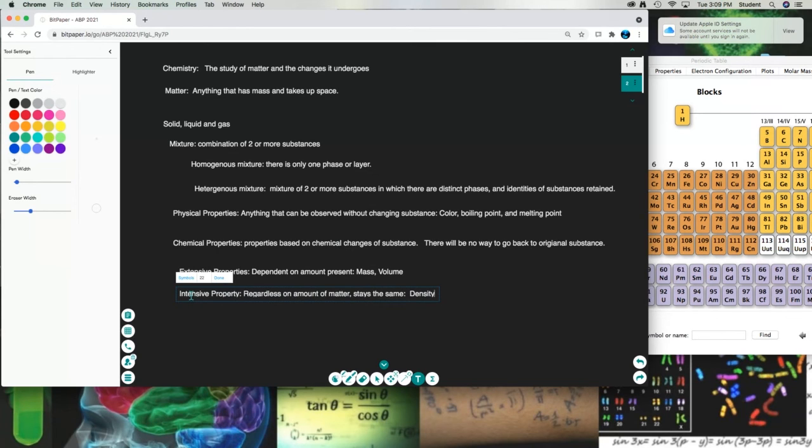Do you guys know what density is? How do we measure density? Density is... was it with volume? Is volume inversely proportional to mass? Good. So density is directly proportional to mass. That means it's in the numerator, and inversely proportional to volume. That means it's in the denominator. Okay. And that's an intensive property there.